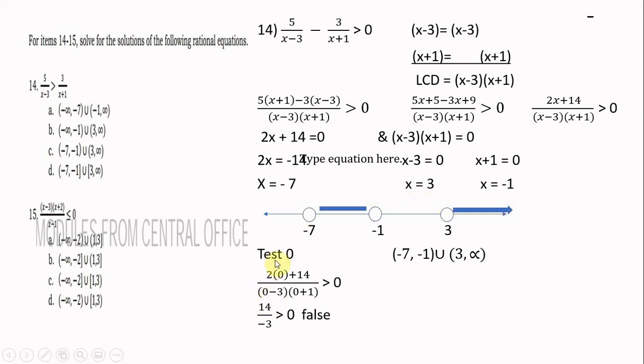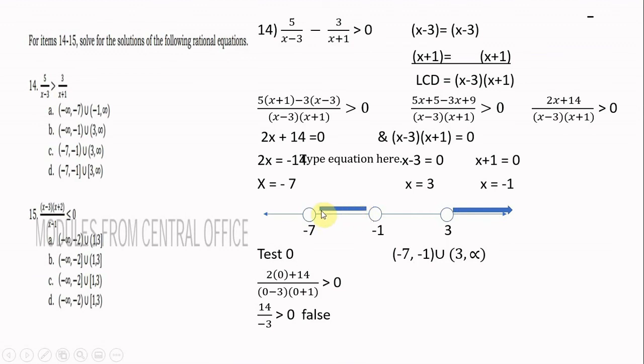Now let's test 0. So we will be using the last rational inequality we have in our solution. This one, 2x plus 14 over x minus 3, x plus 1. So you will replace x with 0. So here, 2 times 0 plus 14 over 0 minus 3 times quantity 0 plus 1. So this is 0, that's 14. This is negative 3 times positive 1, that's negative 3, is greater than 0, which is false. Negative numbers are always less than 0. So this portion here is false, therefore this is true and this is true.